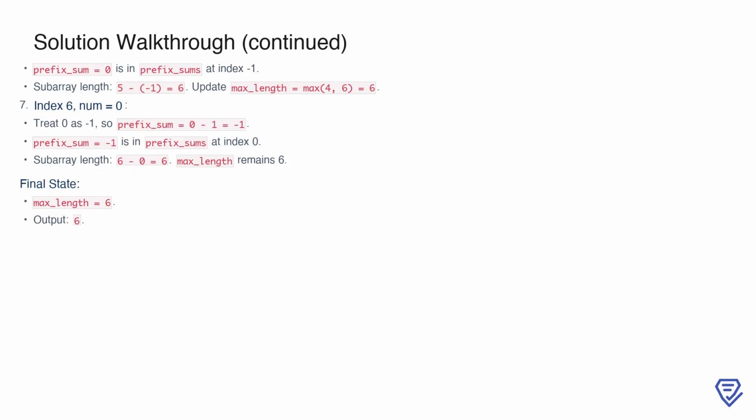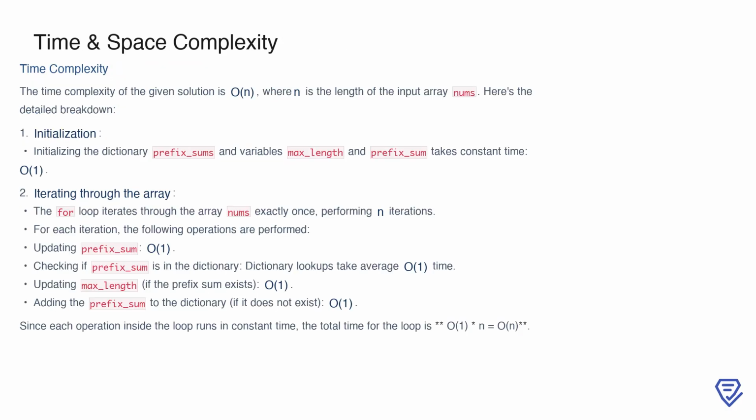This demonstrates how the algorithm efficiently calculates the longest contiguous subarray with an equal number of zeros and ones by leveraging the prefix sum approach and a hash map for quick lookups. The time complexity of this solution is O(n), where n is the length of the input array. Let's break this down step by step.